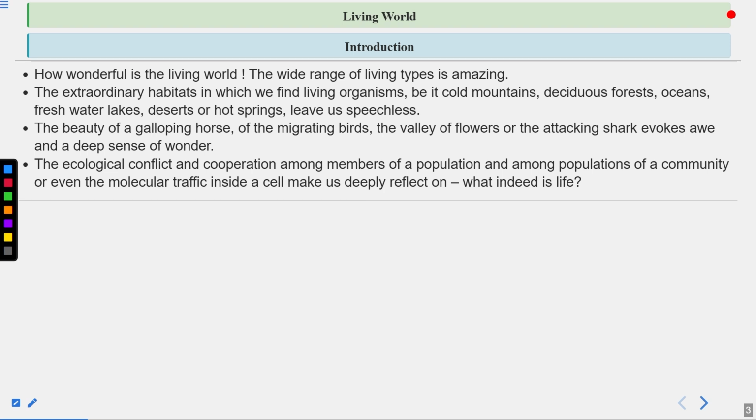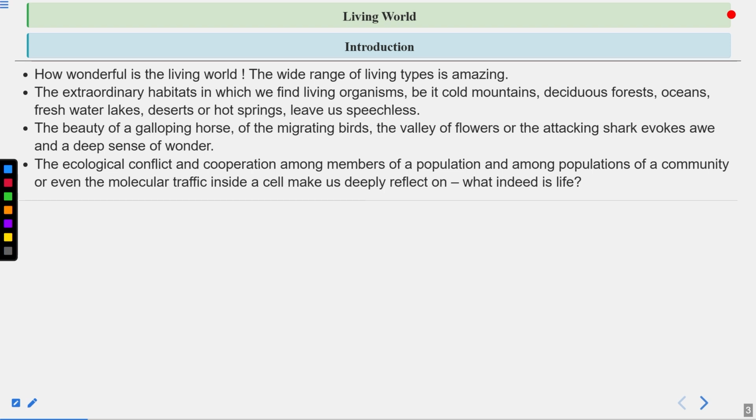What is this molecular traffic? The organized movement of the molecules within the cell is known as molecular traffic. Okay, what kind of molecules? These can be sugars, proteins, or lipids. And this helps in homeostasis, meaning to maintain a stable environment, or to resist a change in the external environment.